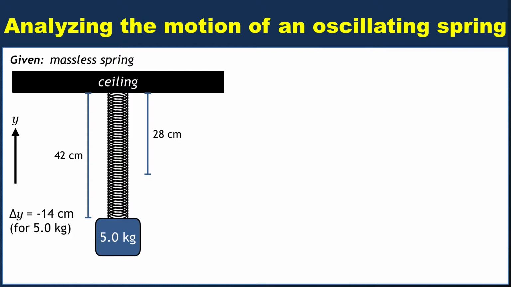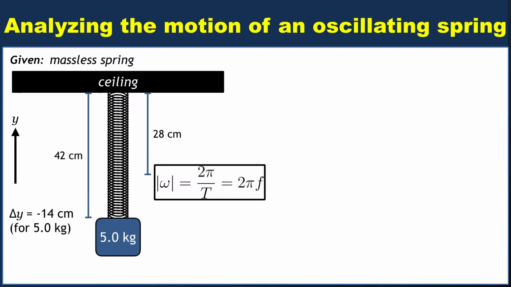To characterize these types of oscillations, we can use 3 different variables that are closely related to one another. They are the angular frequency, the period, and the frequency. Omega is the angular frequency. It's equal to 2 pi divided by the period T, and that's equal to 2 pi times the regular frequency f. We'll calculate all 3 of those variables for this system.